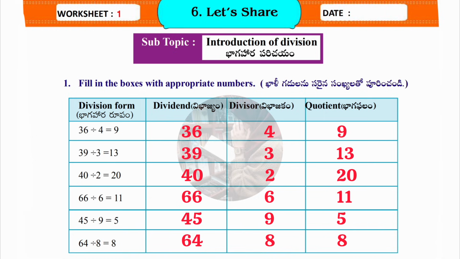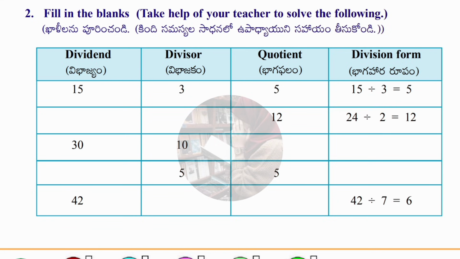Okay, so next number is 66 divided by 6 equal to 11. So 66 is the dividend, 6 is the divisor, and 11 is the quotient. Next one, 45 divided by 9 equal to 5. So 45 is the dividend, 9 is the divisor, and 5 is the quotient. Next one, 64 divided by 8 equal to 8. So 64 is the dividend, 8 is the divisor, and again 8 is the quotient. Understood guys? Let's move on to the second Roman, which is fill in the blanks.